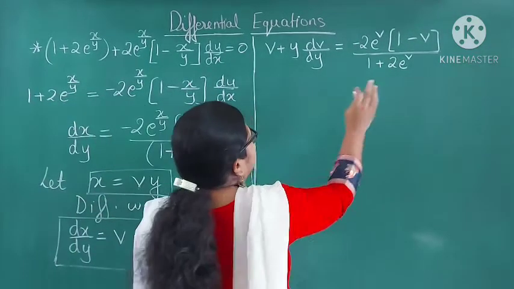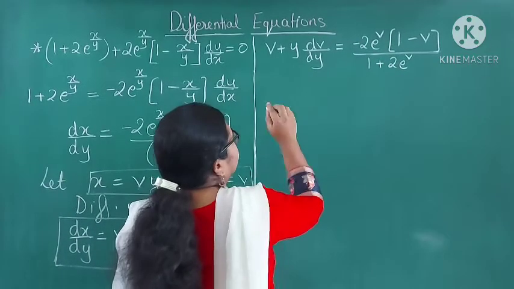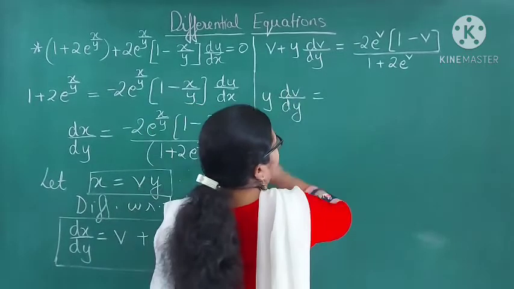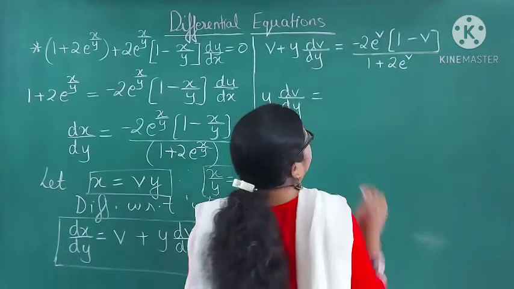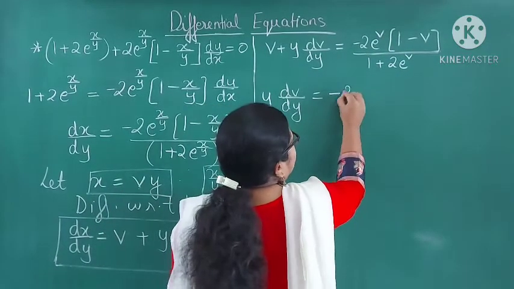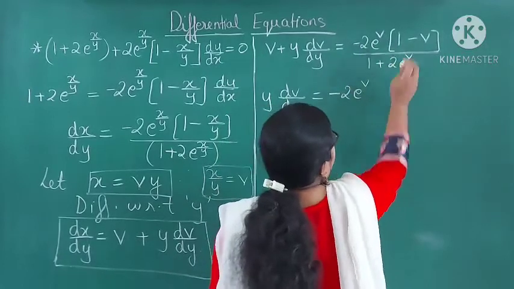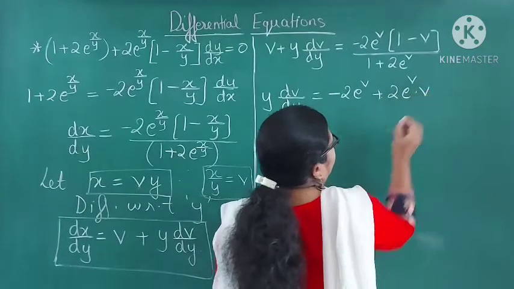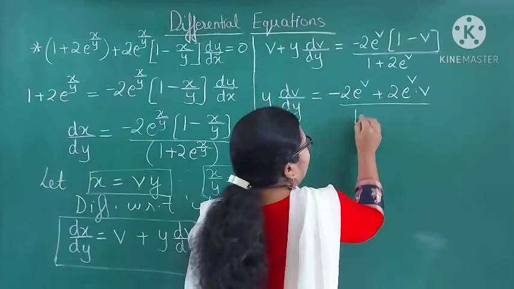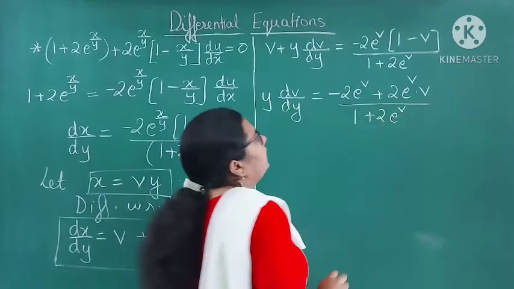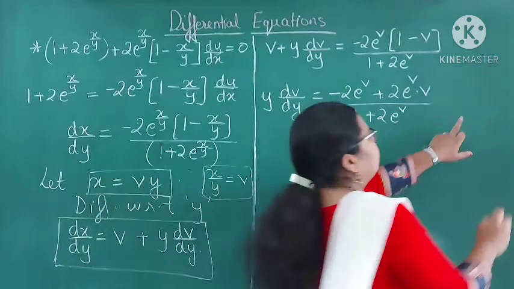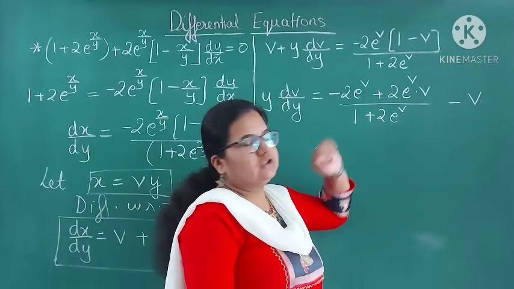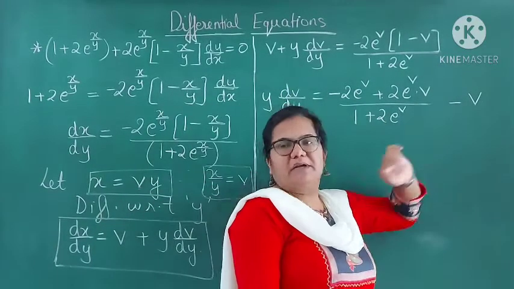Now we will simplify this part. We will take v on the other side, we will open this bracket also. So y dv upon dy is equal to minus 2 e raised to v into 1 is minus 2 e raised to v. Minus into minus is plus 2 e raised to v into v, upon 1 plus 2 e raised to v. Then this v, when I take on the other side, it will become minus. Understood? This bracket I have opened, so these are the two terms. v I have taken on the other side, it becomes minus.